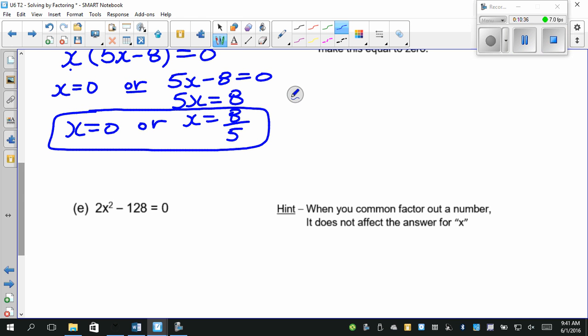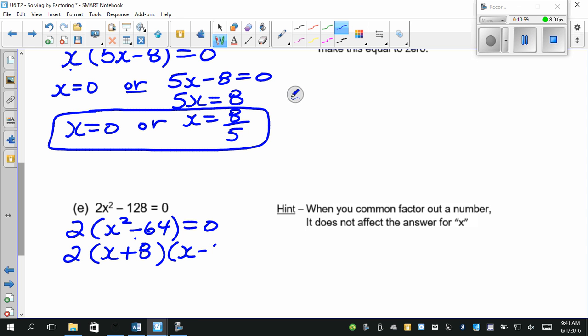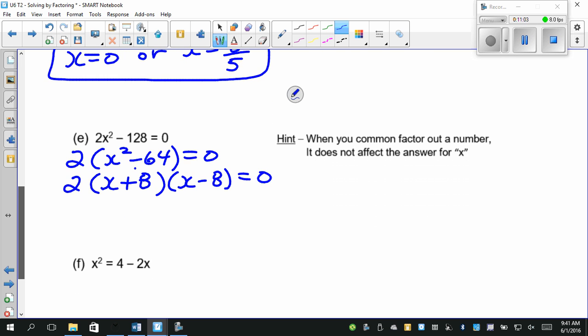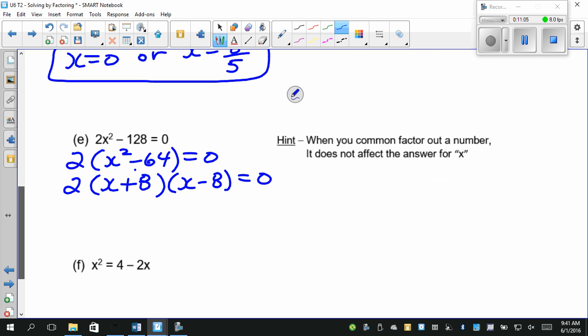Okay, this one here. Again, we can common factor, but this time it's just a 2 that we can factor out of those two terms. Okay, and now you can see that what we have in the bracket here is a difference of squares. So I'm going to go ahead and do that step as well. So I'm going to get x plus 8 and x minus 8 for that part in the bracket.